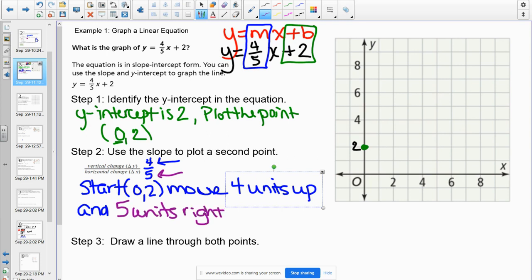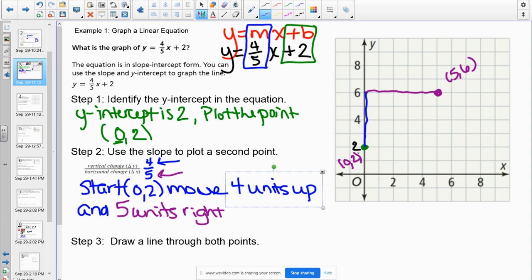So let's do that mathematically. We're going to move 4 units up: 1, 2, 3, 4. And then we're going to move 5 units right: 1, 2, 3, 4, and 5. So our new point is, it looks like, 5, 6. Our first point, the y-intercept, was at 0, 2. We've gone up 4 and over to the right 5.